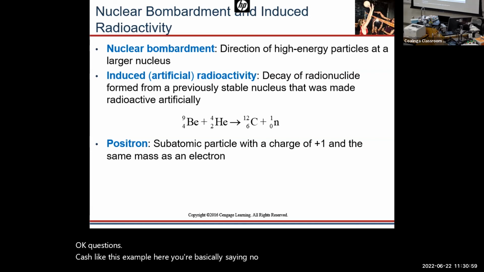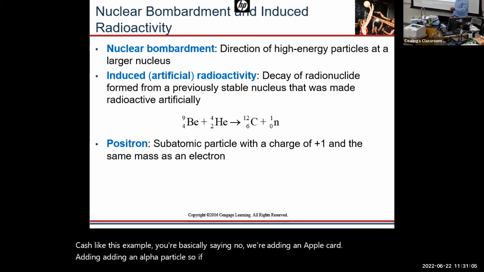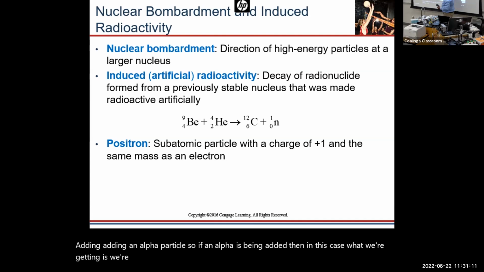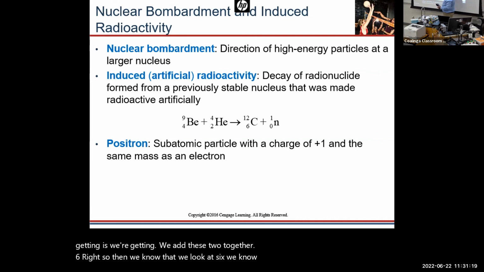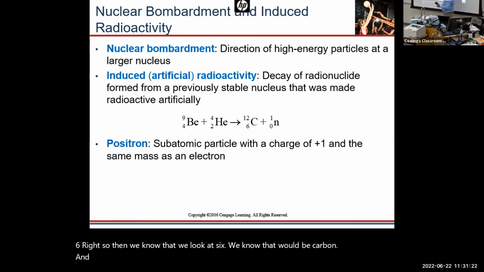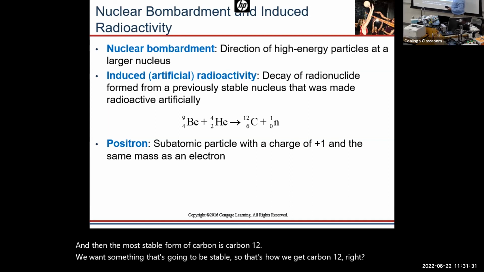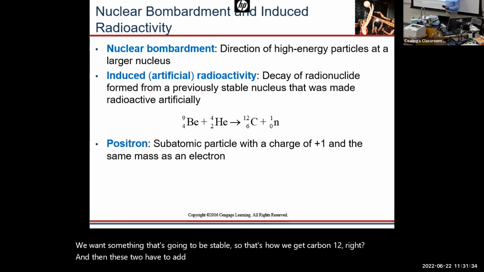Now we're adding an alpha particle. So if an alpha particle is being added, then in this case, we add these two together, right? That gives 6, so we know that's carbon. And then the most stable form of carbon is carbon 12. We want something that's going to be stable, so that's how we get carbon 12, right? And then these two have to add up, so that's 13. So if we have carbon 12, our stable form, then that means we're getting a neutron that's going to be emitted.